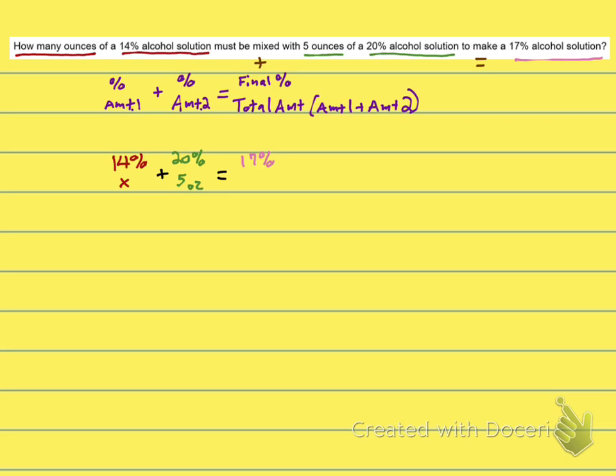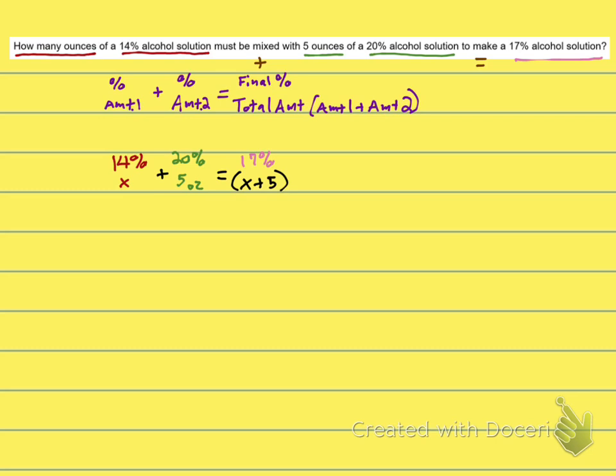So here's what's important here. This is going to be our x plus 5. Okay, it's this amount plus this amount. So for example, if this was 10 ounces and we're adding it to 5, this would be 10 plus 5, which would be 15. All right, now let's make an equation and let's solve.